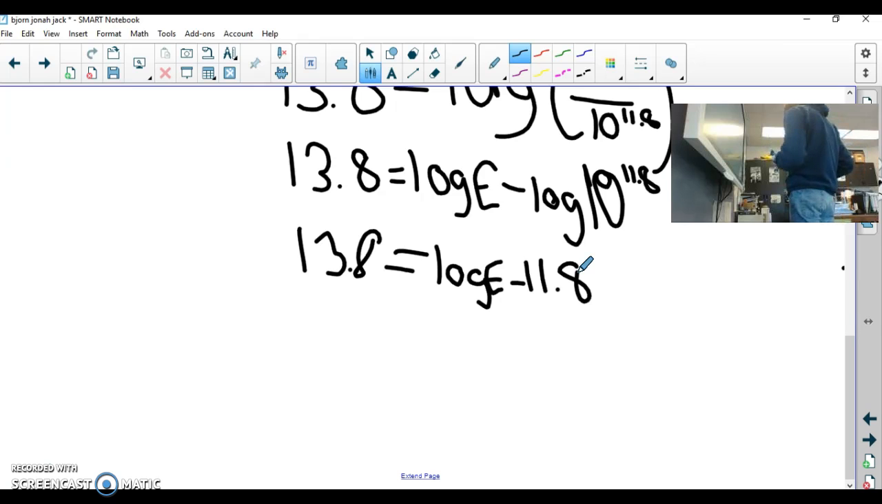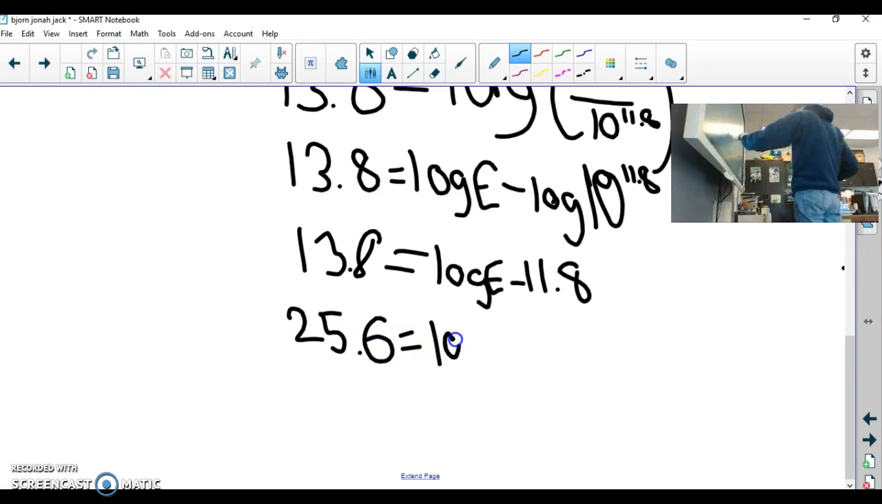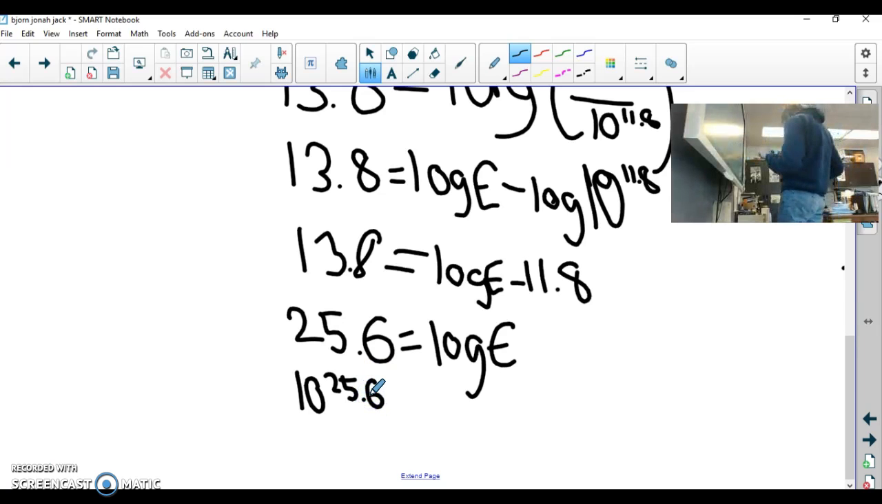So now we're going to add 11.8 to 13.8 and get 25.6 equals log E, and then 10 to 25.6 equals E. So that's the amount of energy released: 10 to the 25.6 ergs. And that's all for this problem.